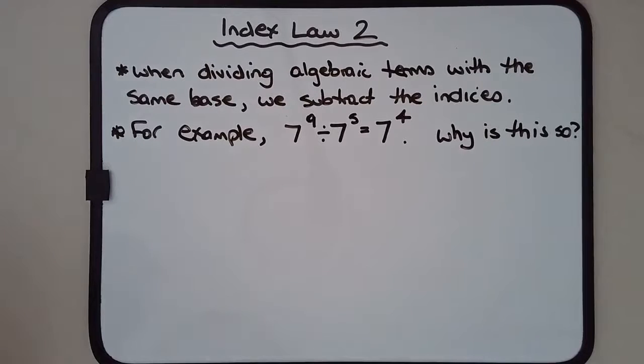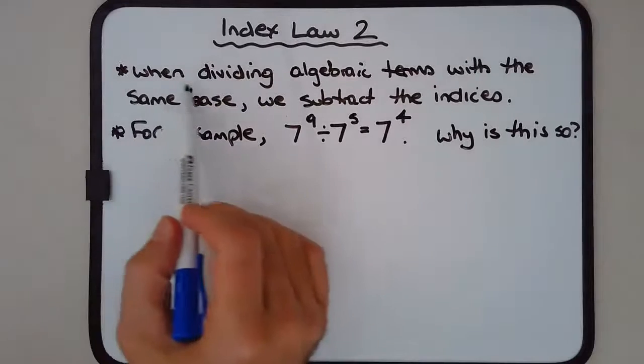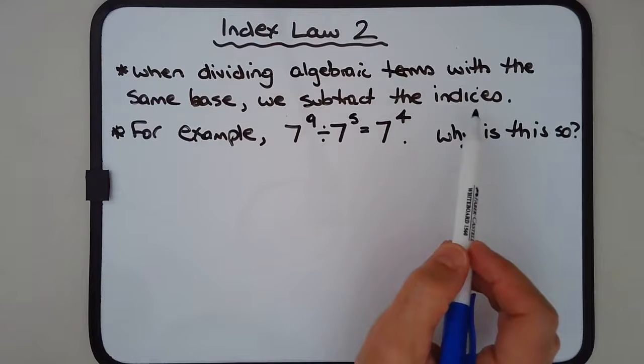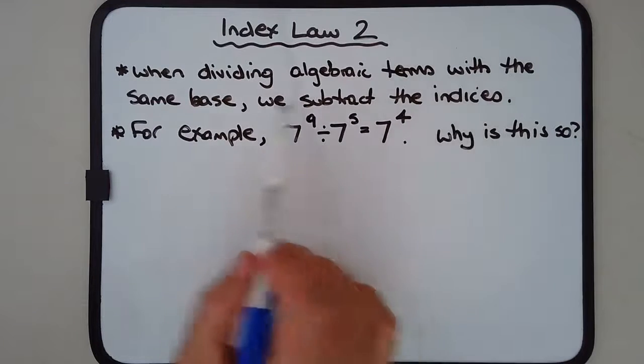Let's have a look at index law number 2. Okay, so if index law number 1 was about multiplying two terms with the same base, you add the indices. Index law number 2 will be the opposite, the other way around. In fact, when dividing algebraic terms with the same base, we subtract the indices. Okay, so there's a bit of a connection there, isn't there?